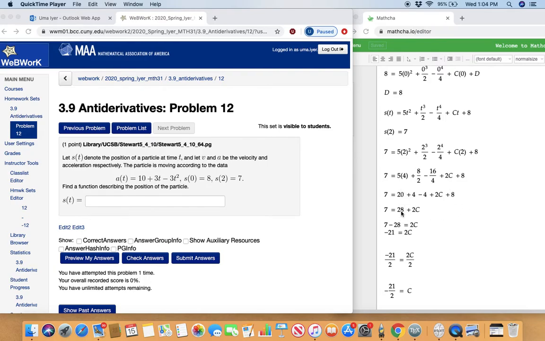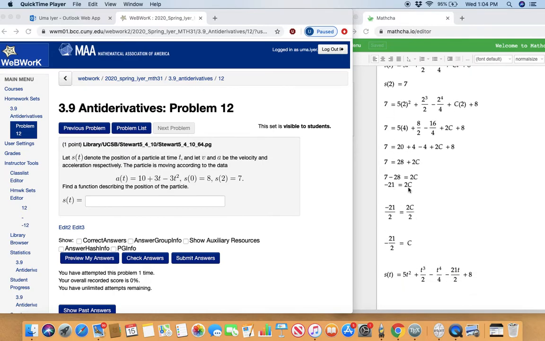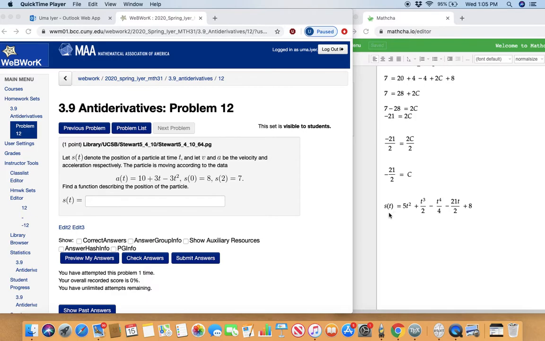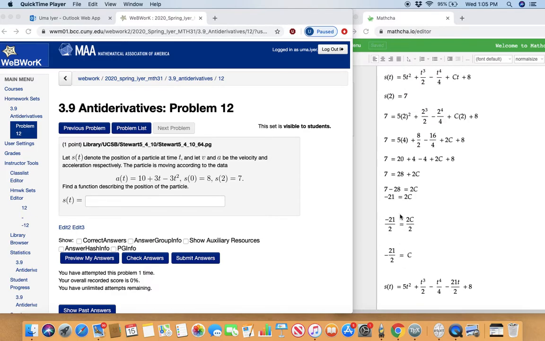You have a 20 and you have an 8. So that's 28. 7 equals 28 plus 2c. Bring the 28 to the other side. So negative 21 is 2c. Divide both sides by 2. I want to solve for c, right? So that goes away. You have negative 21 over 2 is c. In other words, S of t is all of this, except where you see C, you would write negative 21 over 2.